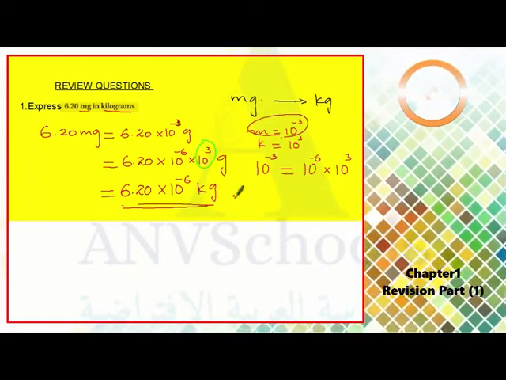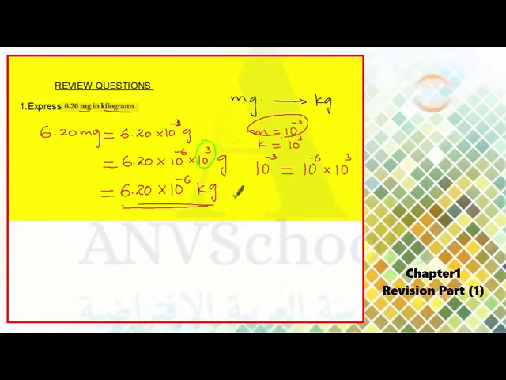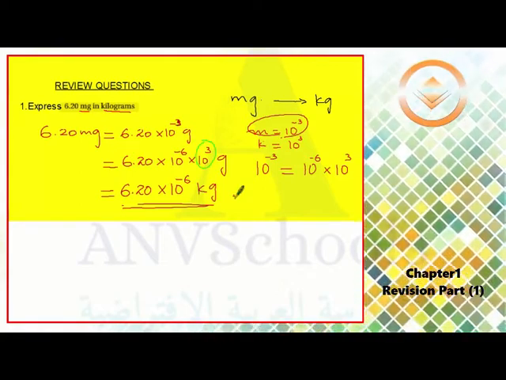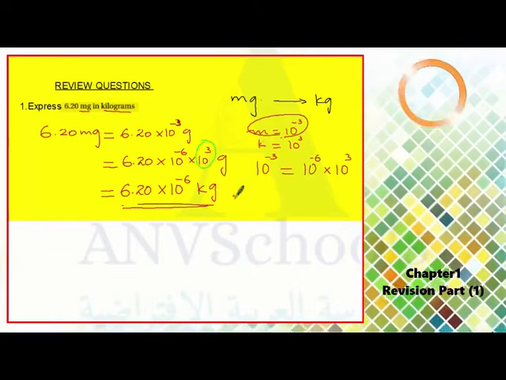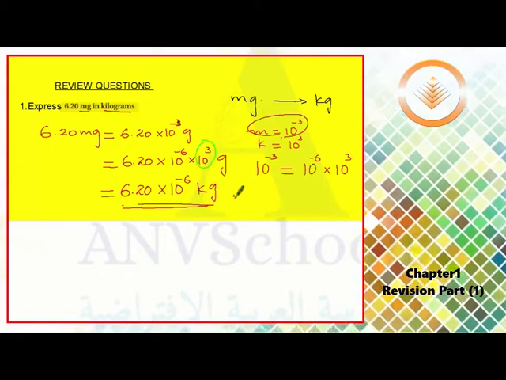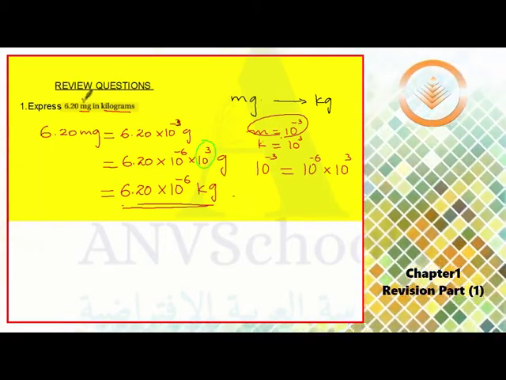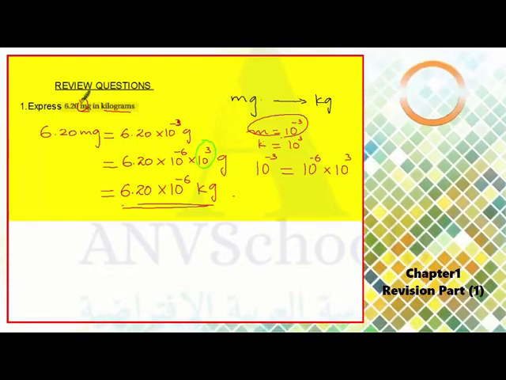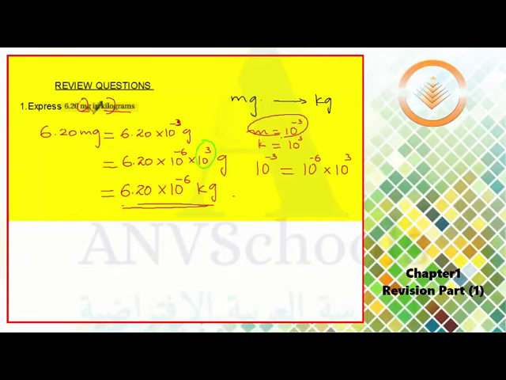So 6.20 milligram is the same as 6.20 times 10 to the power of -6 kilogram. What we have to know are the prefixes milli and kilo, because the prefixes that we have in this problem are milli and kilo. Now let's move to the second example.